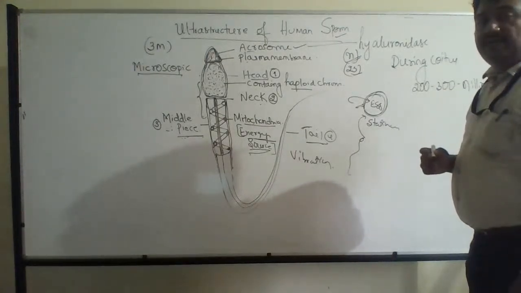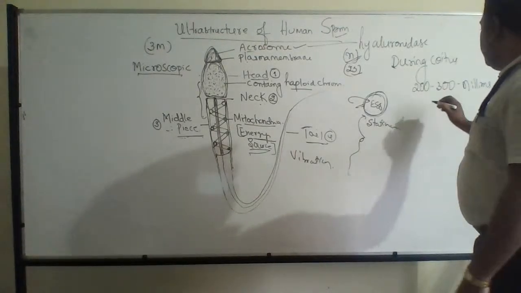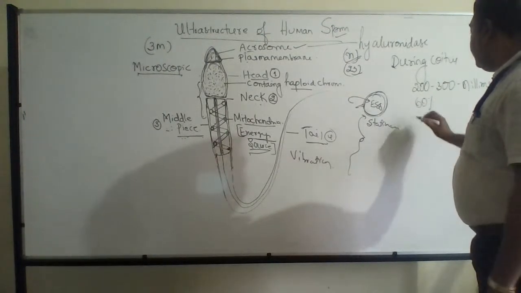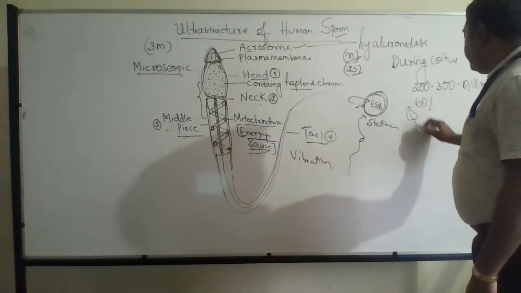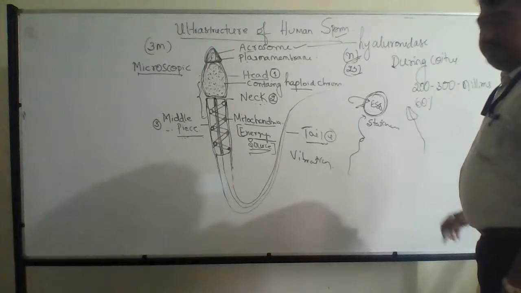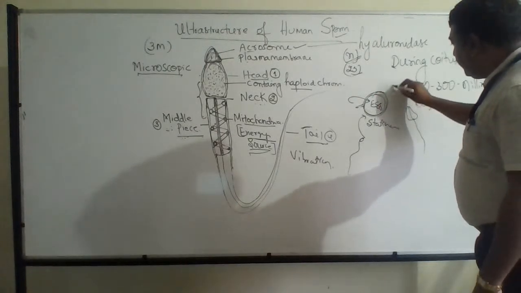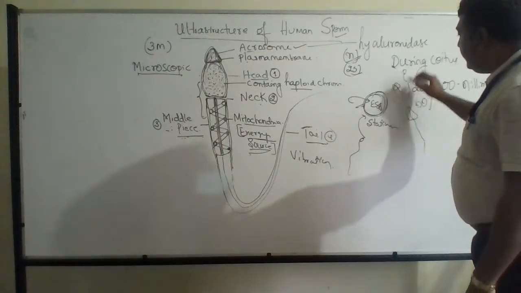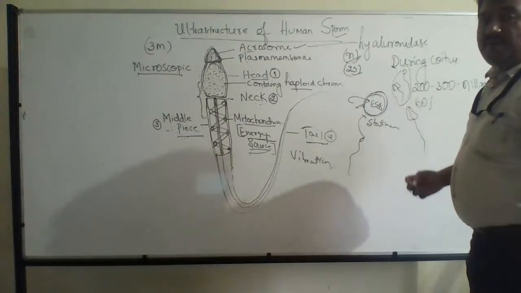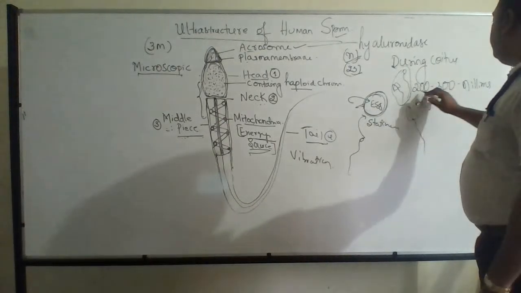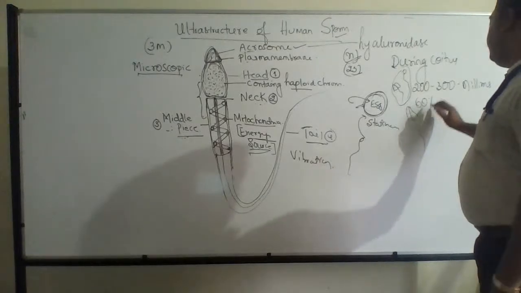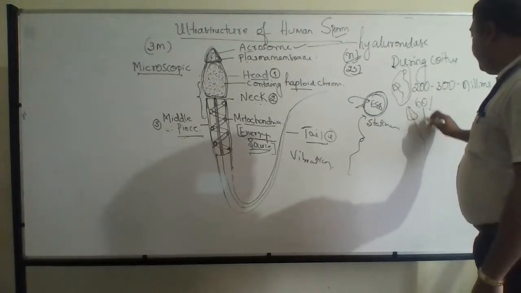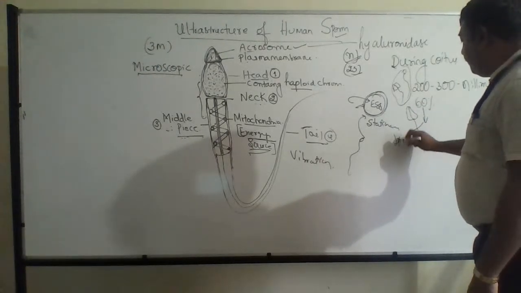In that 200 to 300 million sperm, around 60% of the sperms have a normal size and shape. Sometimes a sperm has two heads and a single tail, or a tail without a head. You may expect some abnormal sperms also. That's why out of this 200 to 300 million, only 60% of the sperms are of normal size and shape.